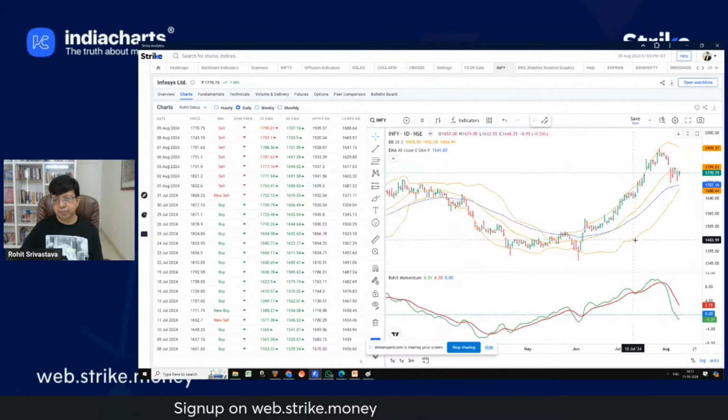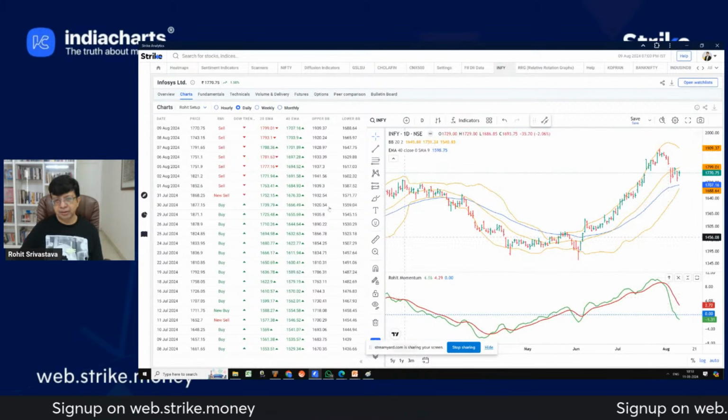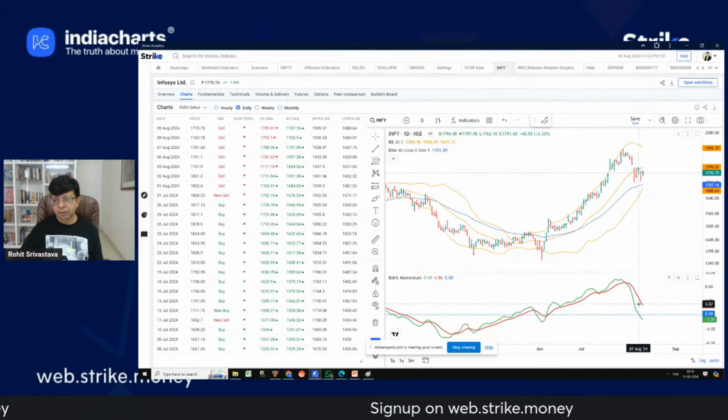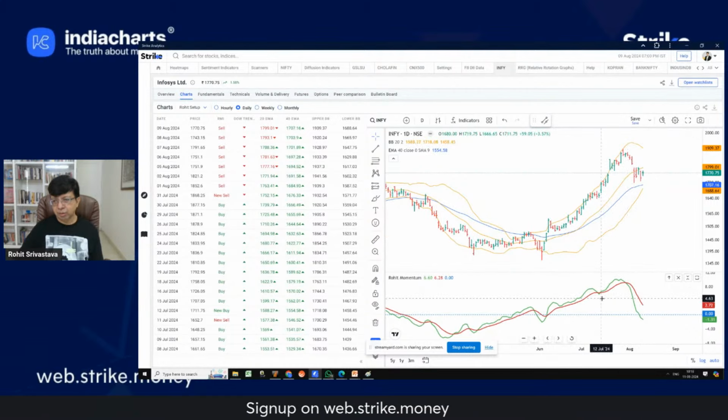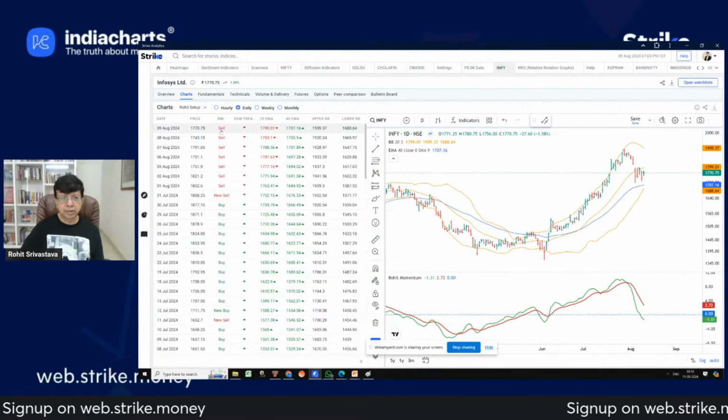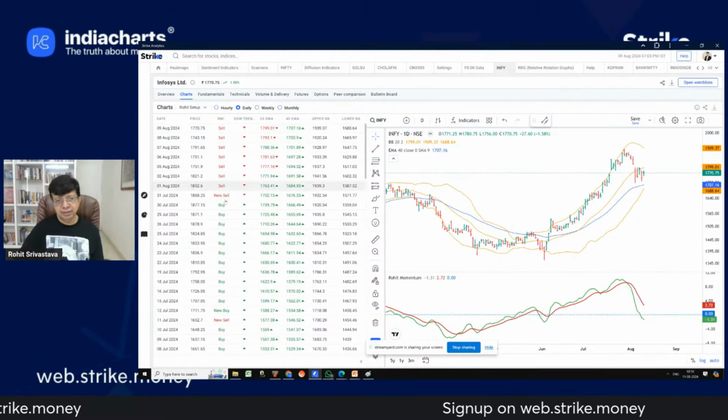the RMI setup, Rohit momentum indicator on the right hand side, and on the left hand side the values of everything, because sometimes we are not used to seeing the buy sell crossover. It's very narrow, you have to zoom in and check. You can simply look at it over here. Okay, this is a sell signal, this is a buy signal. So now you know what signal is going on.